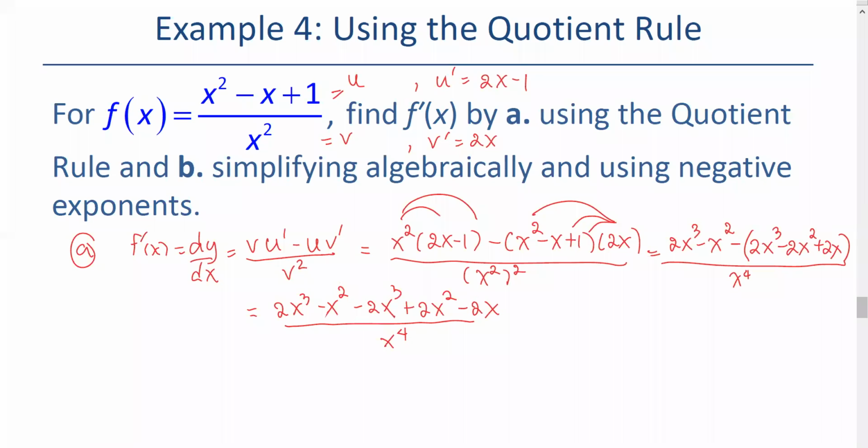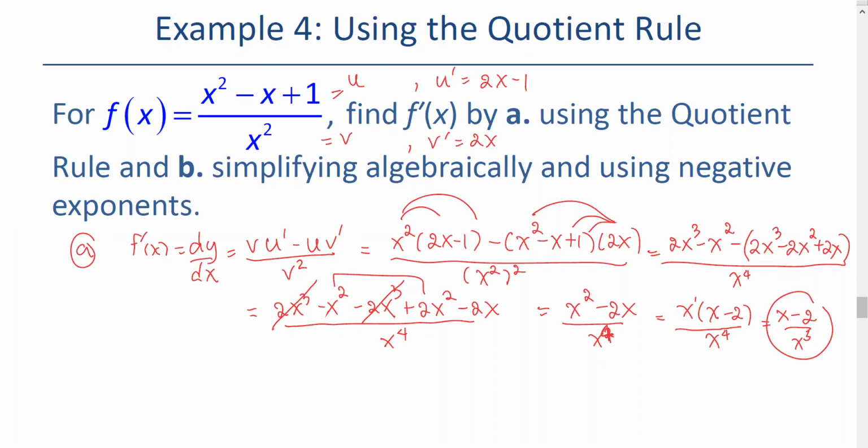For the like terms, 2x to the third minus 2x to the third reduces. Negative x squared plus 2x squared gives us x squared, and then minus 2x, divided by x to the fourth. Factor the numerator, factor x out. We have x times x minus 2 divided by x to the fourth, x power 1, x power 4. Reduce the power, it becomes x minus 2 over x to the third. As a result, using the quotient rule.